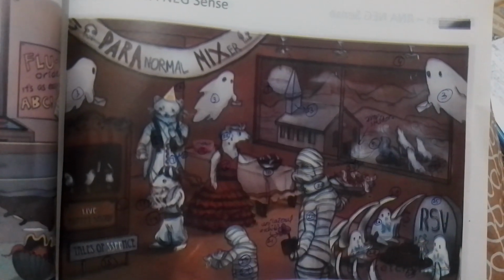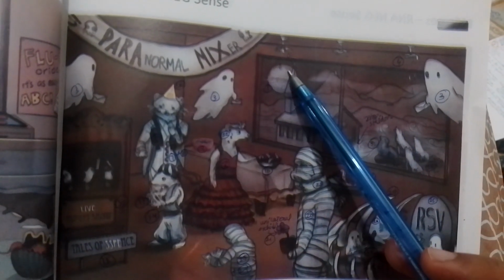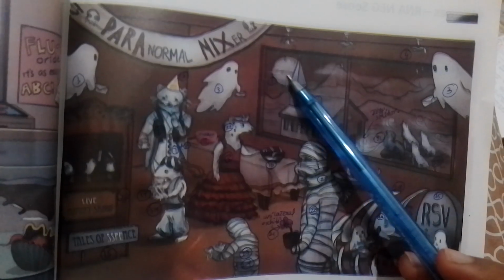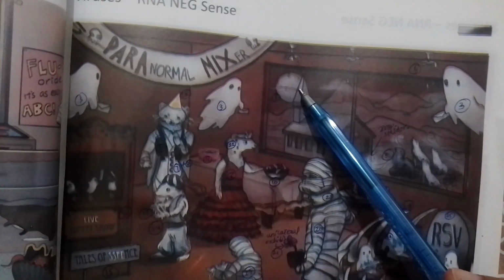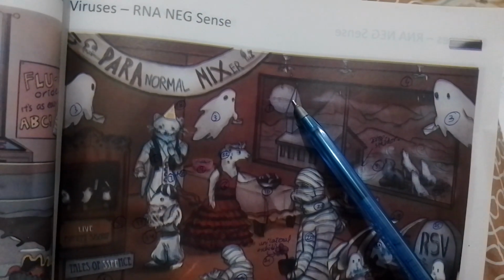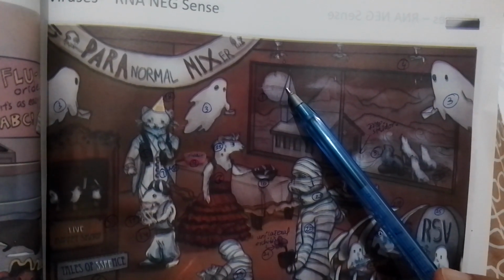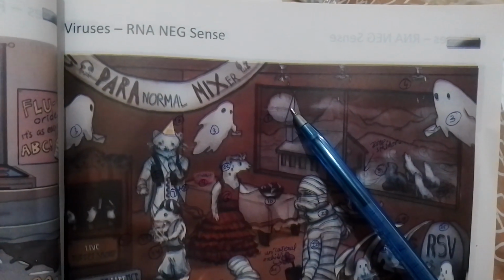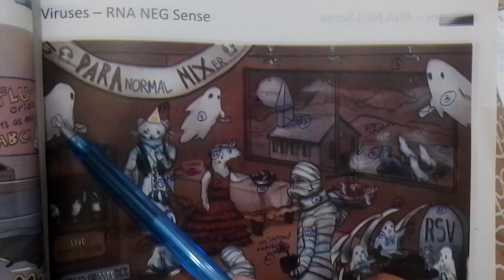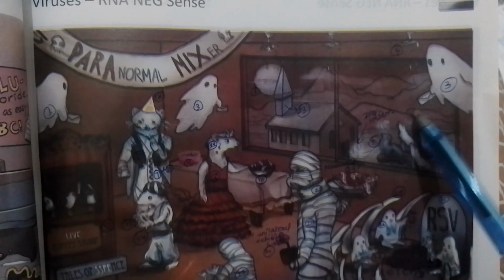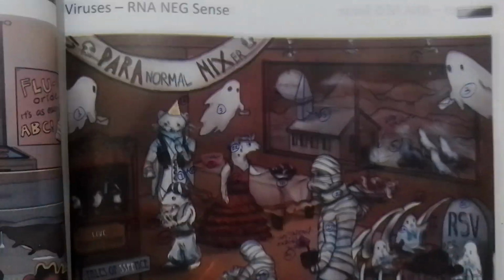Through the picture memory, as you can see, this is the moon and a minus sign is shown over here, which reminds us that it is a single-stranded negative sense RNA virus, and it also replicates in the cytoplasm. And as you can see, these ghosts along with the envelopes remind us that this is also an enveloped virus.